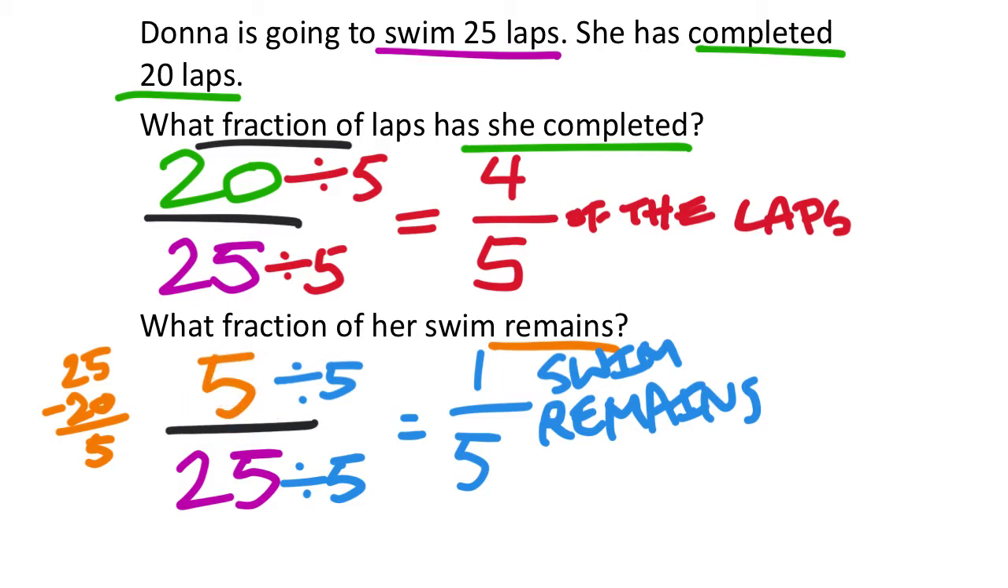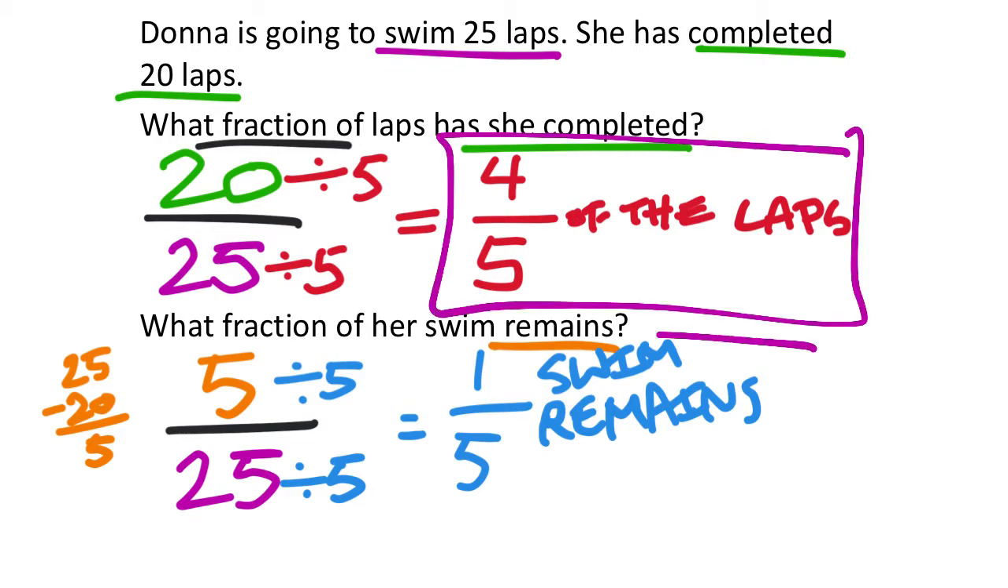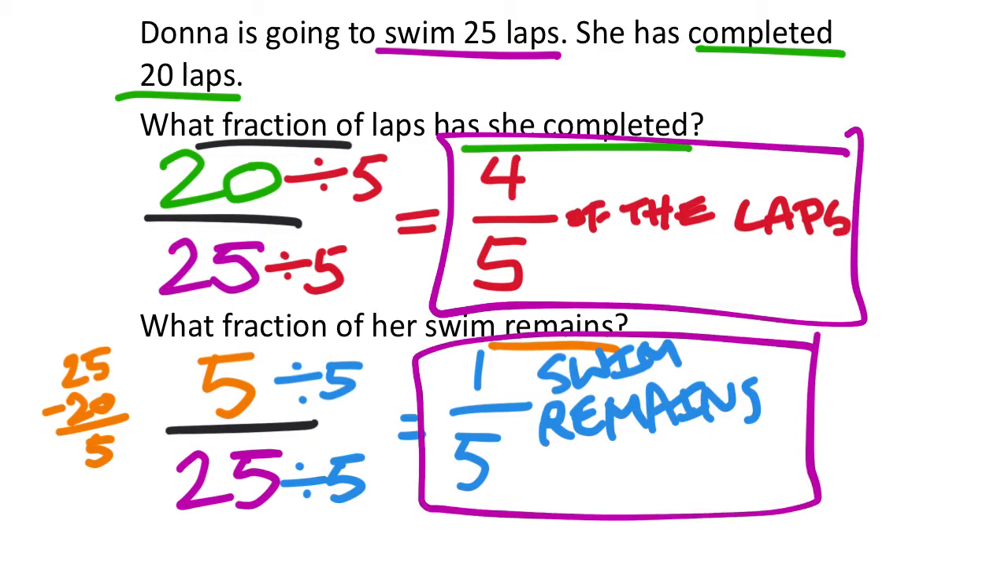Now, the other way you could have done that is you could have said, well, if she has 4 of the fifths that she's completed, like we found in red there, then you could have taken 5 minus 4 to see that you'd have 1 of the fifths remaining. Either way, just remember that the full answer right there is the fractional part because it wanted the answer in fractions.